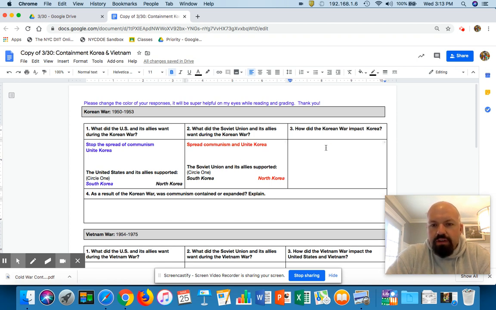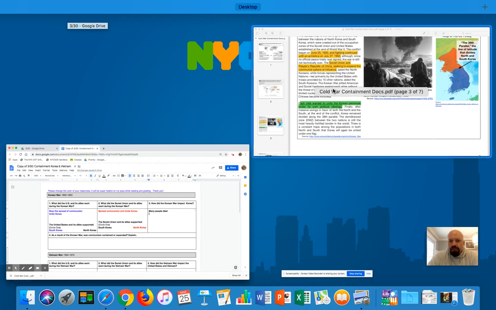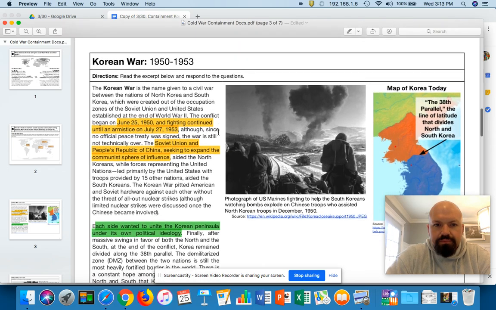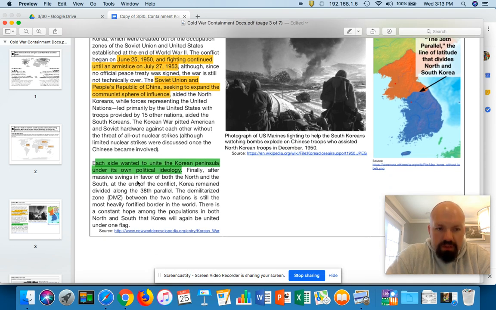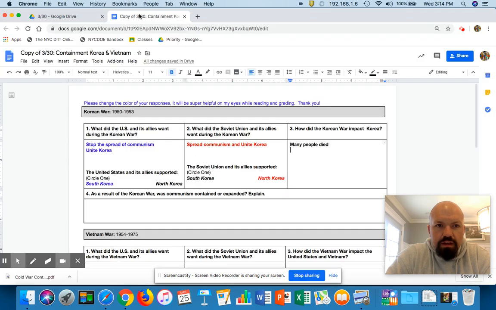How did the Korean War impact Korea? Well, what happened? So we know that there was a war. We can, yes, say the obvious that many people died. We could go back to our notes. What else do we see? There is the DMZ that was created. They are still technically fighting the war, that there was no peace, and still divided.